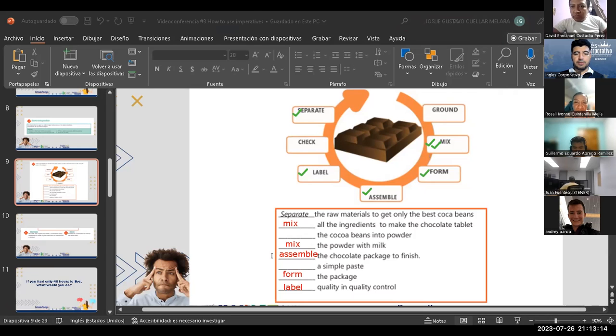Yes, David, what about you? Teacher, I think number uno, vamos a ver, dos, tres, cuatro. I think that number seven, not label. I think check quality, okay. In quality you control. Consider it is checked. Yeah, me too. I consider that it is checked as well. But here I have the key. Aquí tengo la respuesta y aparece el label. But I consider it is like check the quality and quality control. But could it be? Yes. But thank you. And the last one, it is ground here.